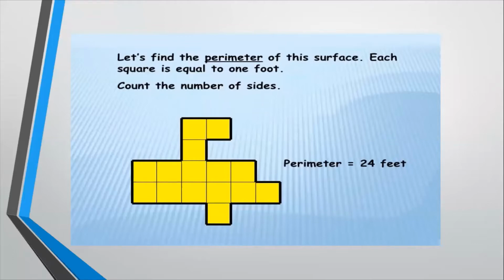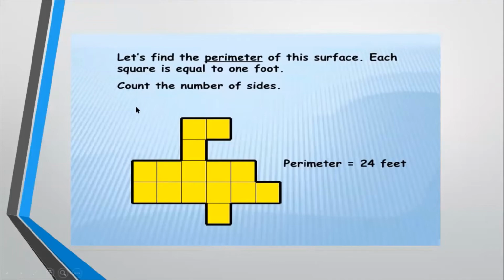Now let's find the perimeter of this shape. It is not a square. Okay, but there are so many squares in the shape. Can you see so many squares in the shape? Yes, each square is equal to 1 foot. So you have to find it by counting the number of sides. Suppose we are starting from here. So it is 1. They have told you that each square is equal to 1 foot. Each square has 1 foot.